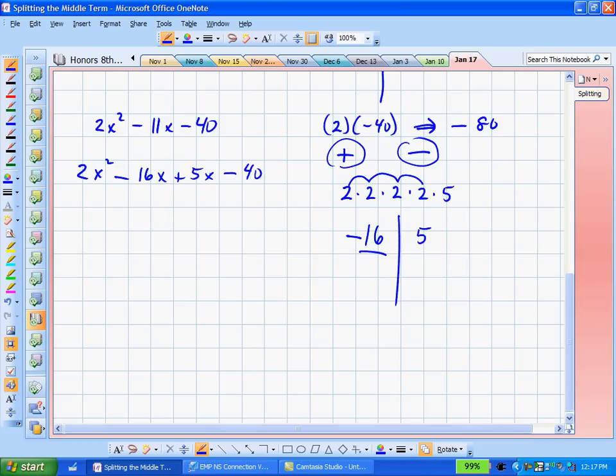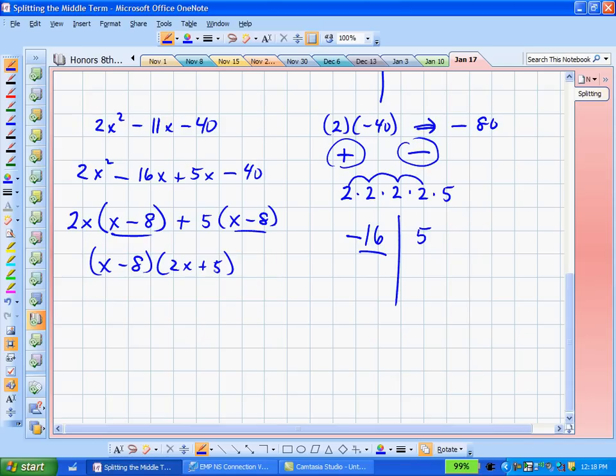And now we just figure out what's common in each of these pairings. What's common in the first two? 2 and x. So we have an x minus 8. And we're hoping to see an x minus 8 as we pull out from here. What can we pull out? A 5. And we do get the x minus 8, which means there's an x minus 8 in both of the terms. Let's pull it out, and we're left with the 2x plus 5. Right? So there is no guesswork. It's a bunch of go and get it, and that works out.